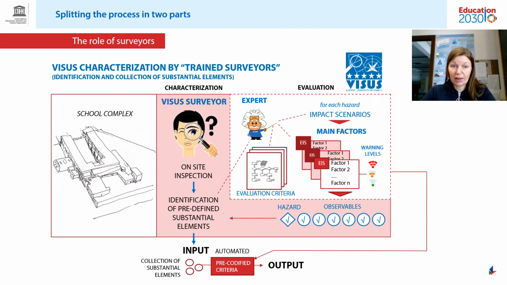In fact, the characterization phase of the VISUS methodology is done by VISUS surveyors that are non-experts, that are usually students of the last year of engineering or architectural faculties or technicians that are trained in order to correctly and efficiently acquire the substantial information that are the base of the VISUS methodology and that will be elaborated in an automated way by the rules and the criteria written in the VISUS software, in the VISUS algorithms.